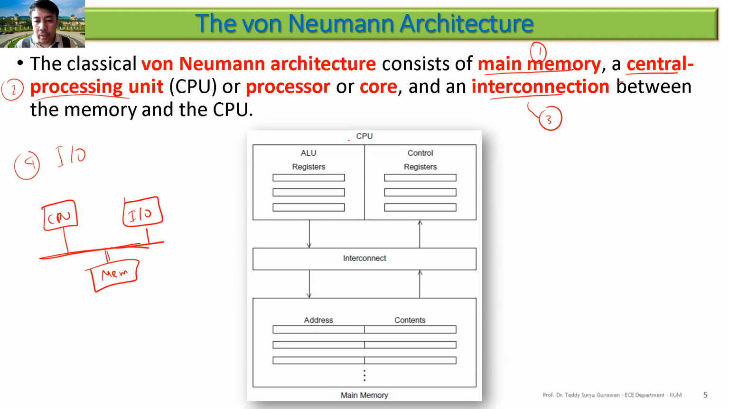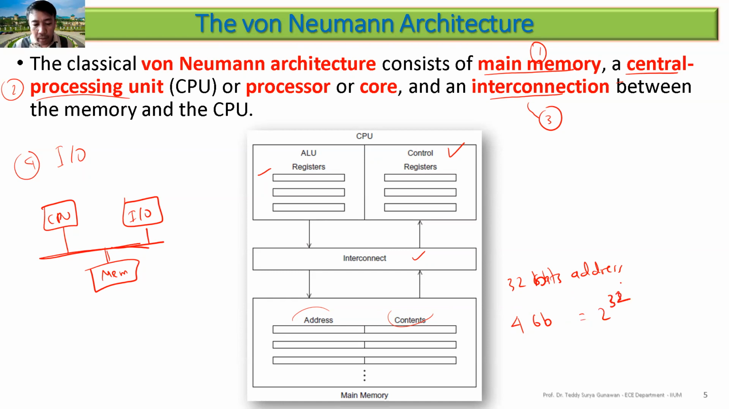The CPU has an arithmetic and logic unit and registers. This is also some kind of memory, the very fast memory, because it resides in the CPU itself. You have control registers, interconnects and memory. Of course, you have the address and the contents. If you have 32-bit addressing, you can only install a maximum of 4 gigabytes of memory, because this is the maximum of 2 to the power of 32.